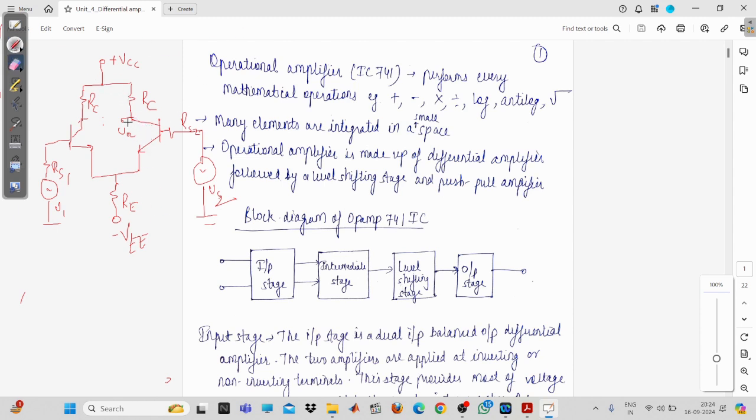So what you will do, you will just take this here, and you will have to measure the output voltage with respect to ground. So this is called the unbalanced output. Again, this intermediate stage is going to provide the high voltage gain for this operational amplifier. So this one is A1 and this one is A2. So A1 will be multiplied by A2. Obviously this is a direct coupling.